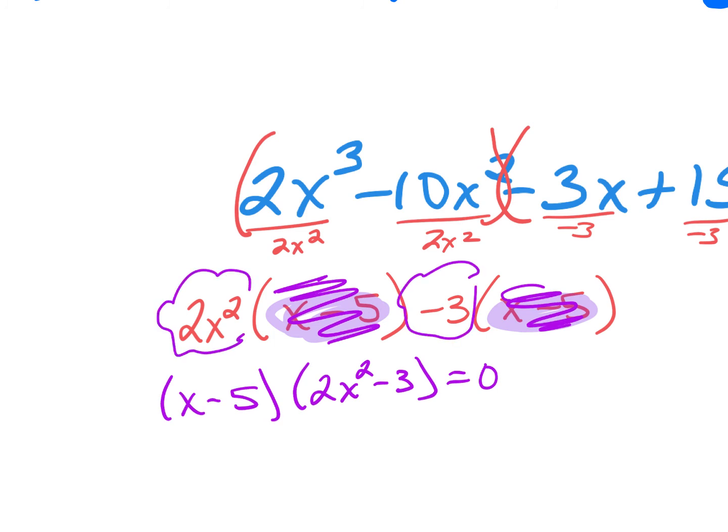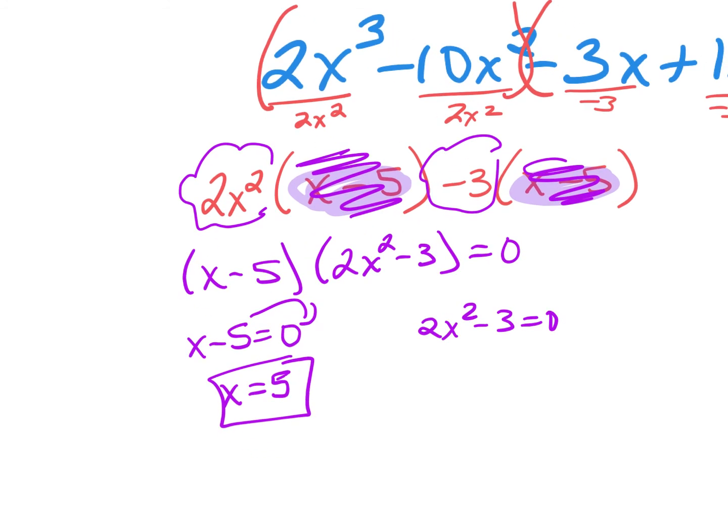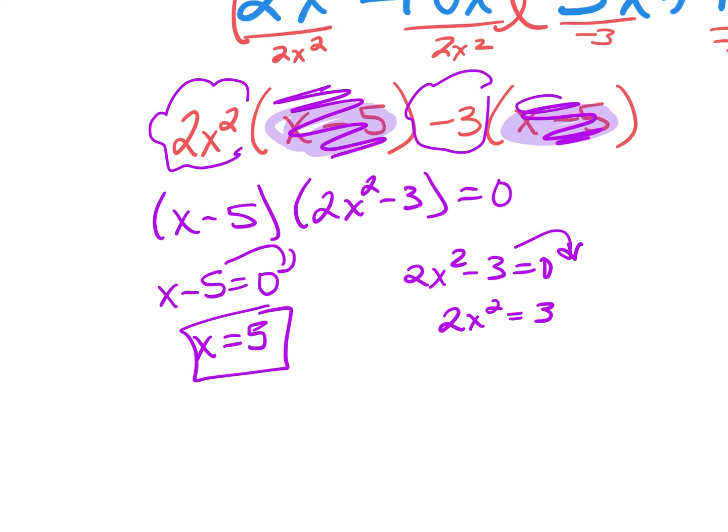And now we solve. So I have x minus 5 equals 0, and 2x squared minus 3 equals 0. So over here, I move the 5 over, so I get x equals 5, correct? All right, so here I'm going to move 3 over. I get 2x squared equals 3. Now what? Divide by 2. x squared equals 3 over 2.